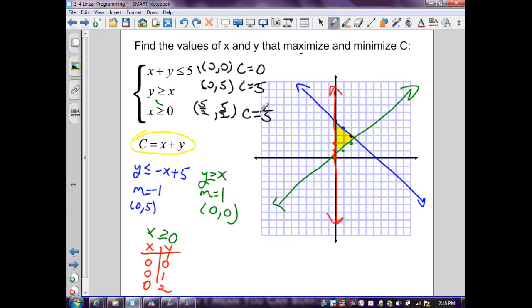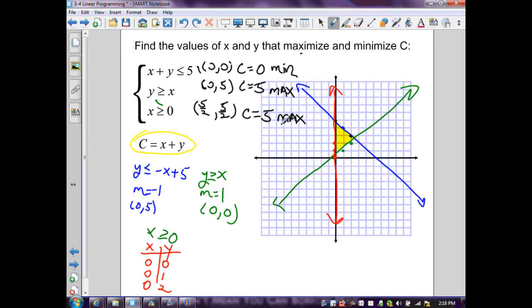So 0 must be the minimum value. 5 and 5 are both maximum values. So in this instance, each vertice is either a minimum or a maximum. Here, 0, 0 for x and y is a minimum. 0, 5 is a maximum. And 5 halves is a maximum.